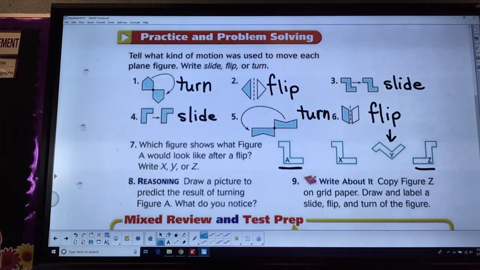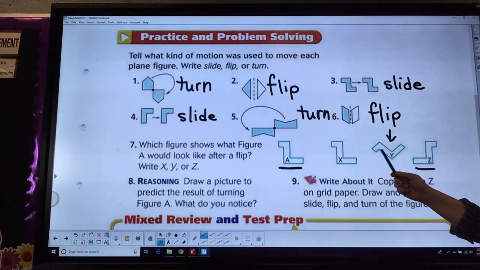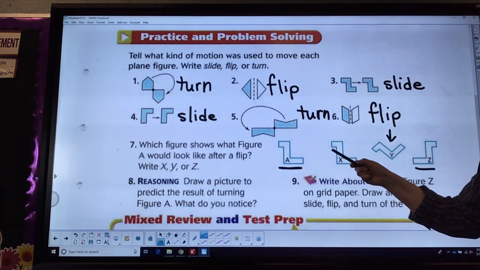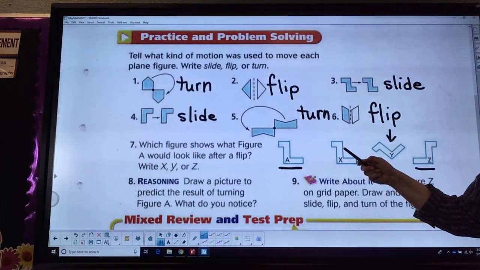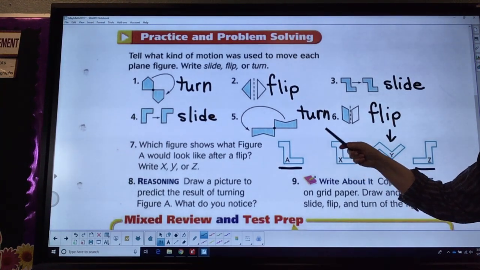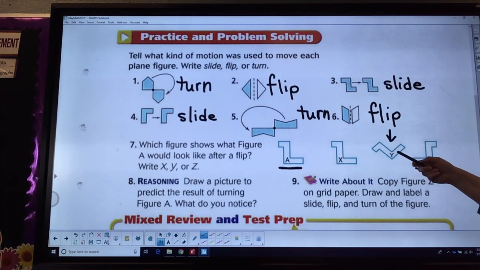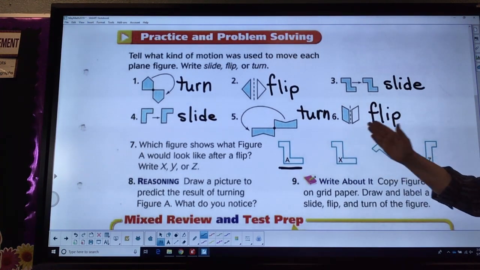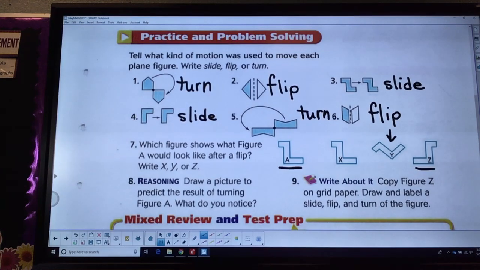And number 9 says copy figure Z on grid paper, draw and label a slide, flip, and a turn. They've already done that for us here. This would be the representation of the slide or the translation. This one, figure Y, is the turn or rotation, and we've already indicated that this letter Z is the flip or the reflection.